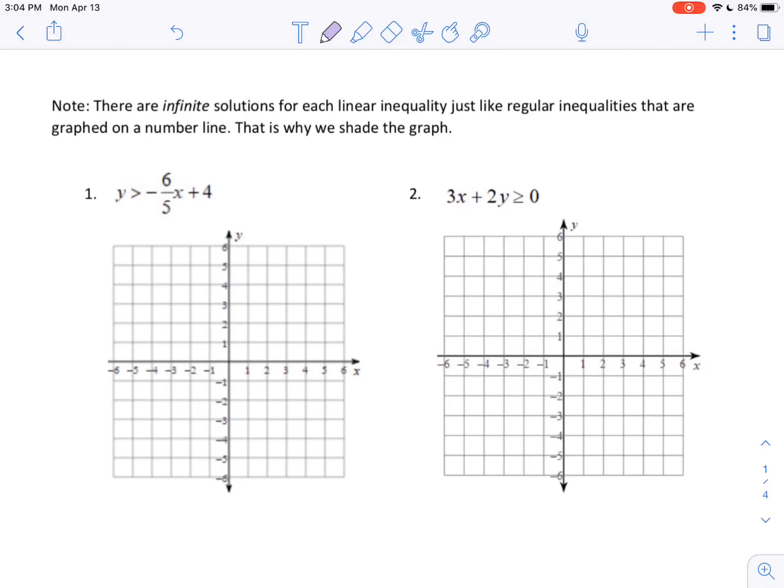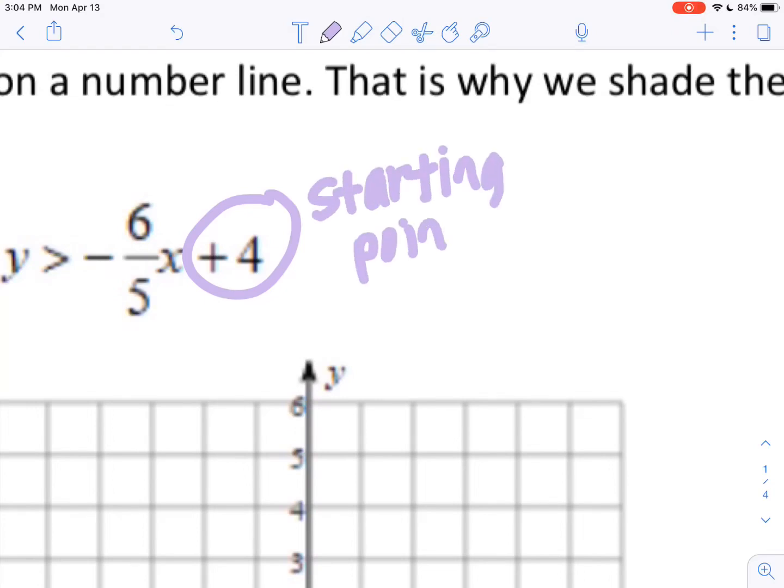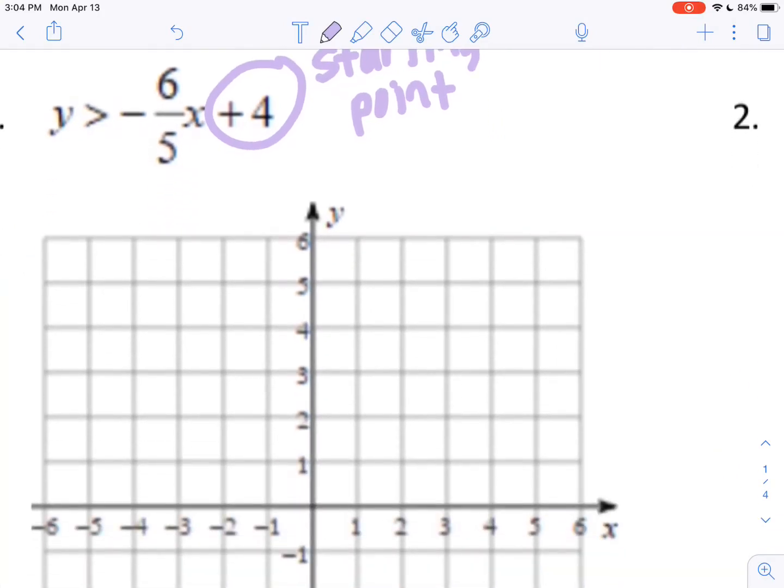So in number 1, my inequality is already in slope-intercept form. Okay, so I'm going to use slope-intercept form to graph this. Remember, this is my starting point on the y-axis. So I'm going to start at positive 4. Again, make sure you're doing it on the y-axis. A lot of us start on the x-axis, and it's going to mess up your whole line.